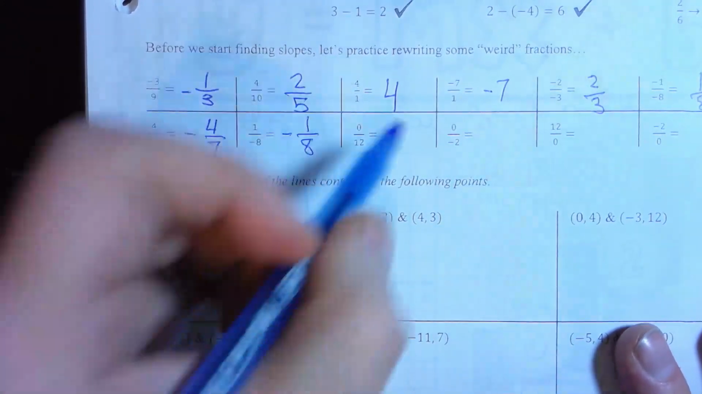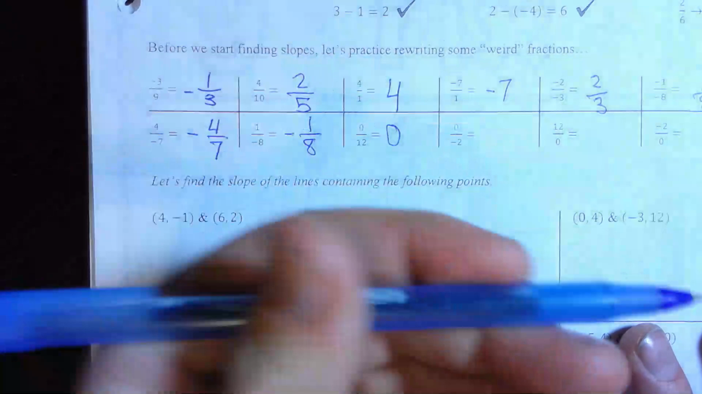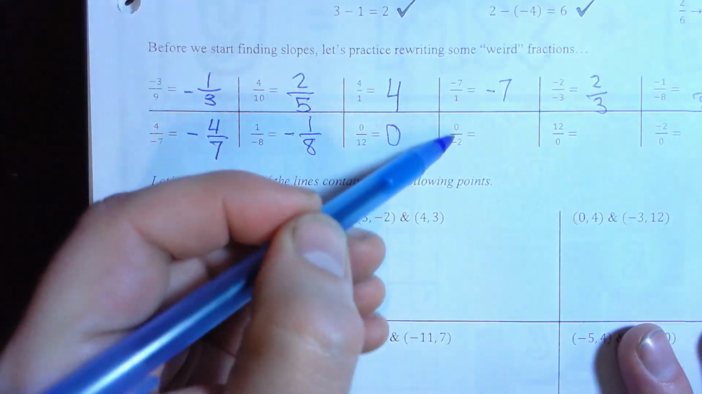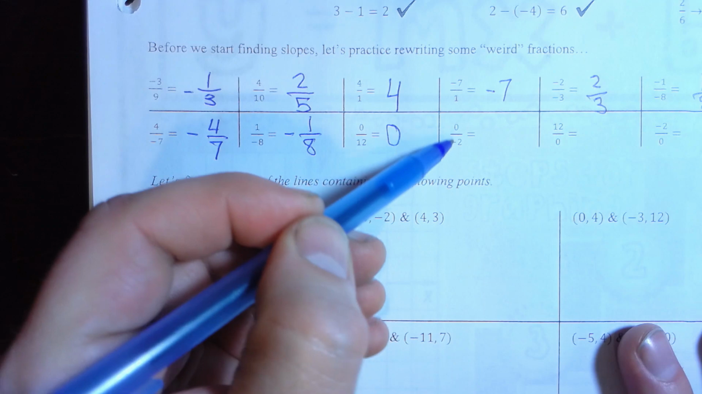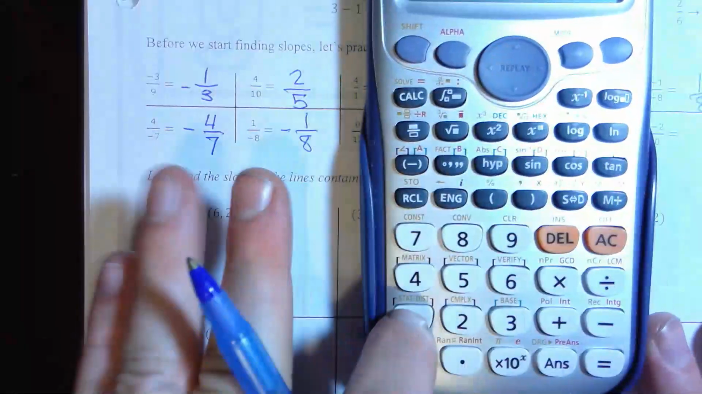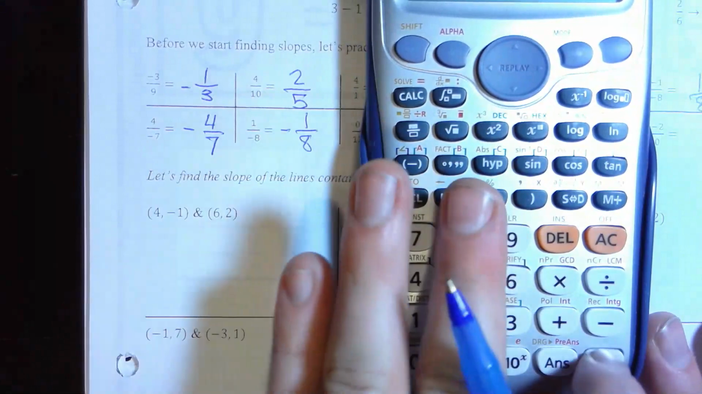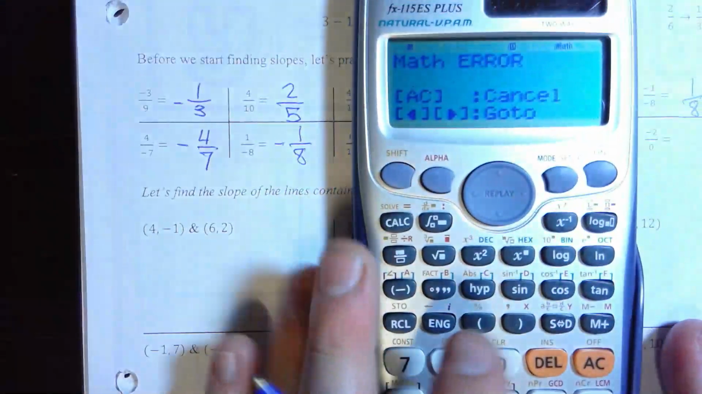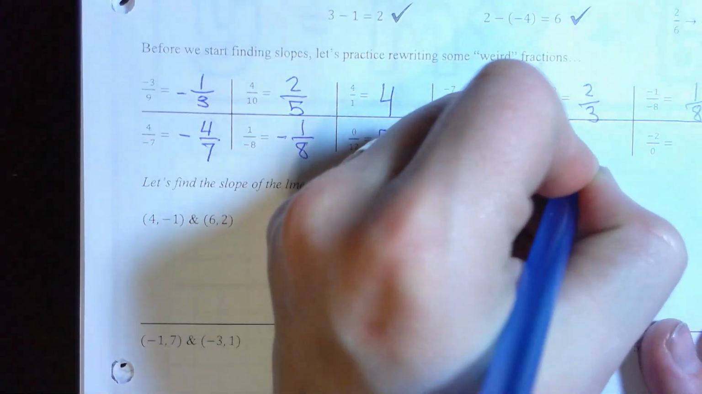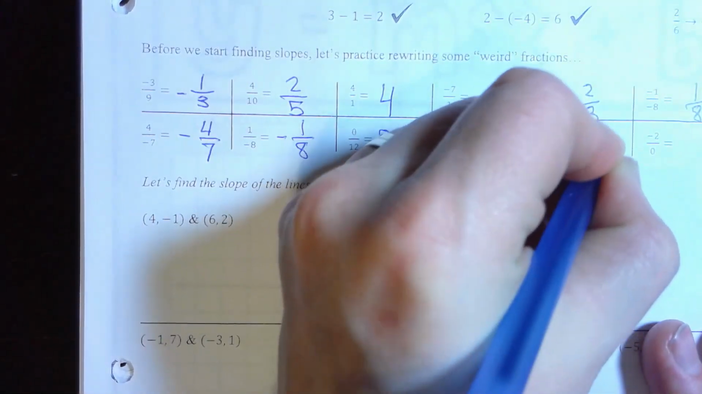0 divided by anything is 0. Oh, this must be a horizontal line, yes? 0 divided by anything is 0. This must be a horizontal line, yeah? Okay, 12 divided by, I don't know. 12 divided by 0. Oh, that must be one of those pesky vertical lines, right? And we're going to write undefined.